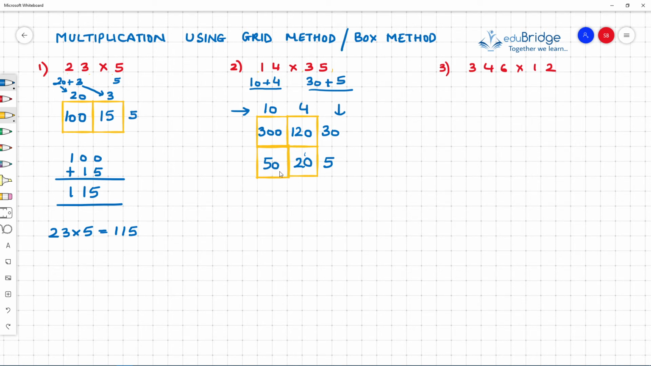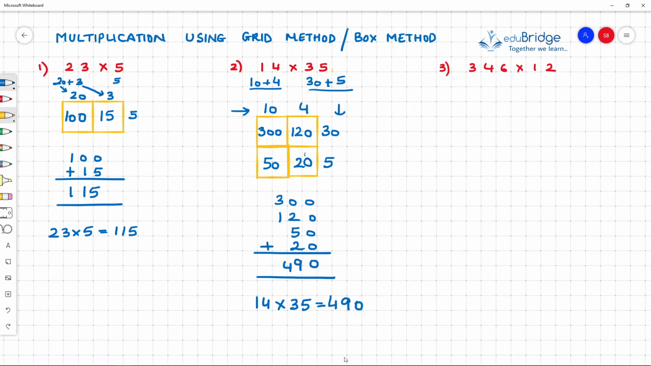Now we have all the numbers available in a grid, so we are going to add them up. So we add 300, 120, 50, and 20. So let's add them up. You get a 0 here, 9, and 4. So your answer for 14 times 35 is 490. Easy to learn, easy to build. You really need to practice all of them to get hold of them.